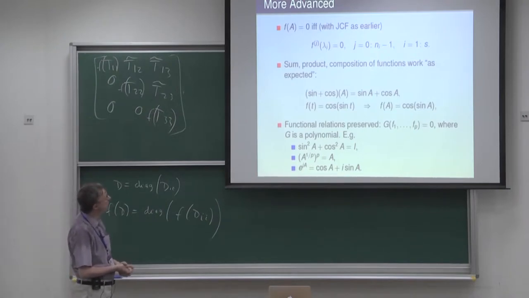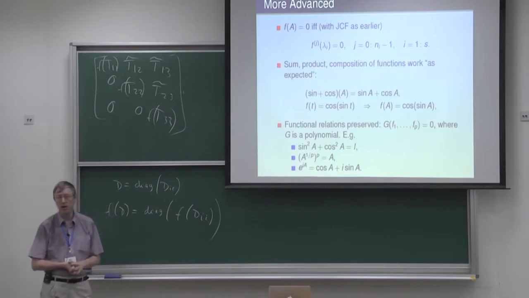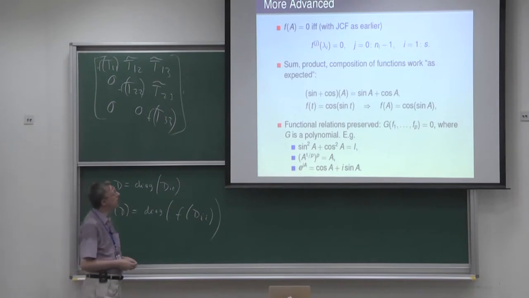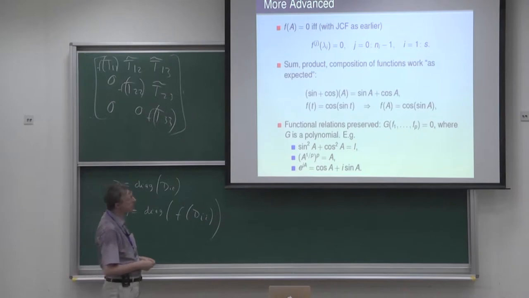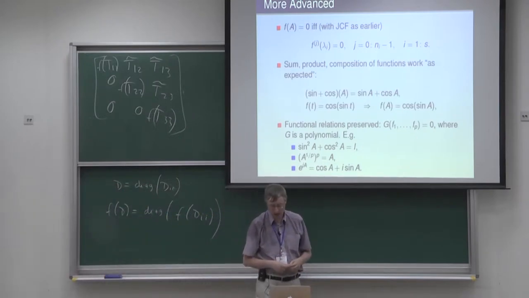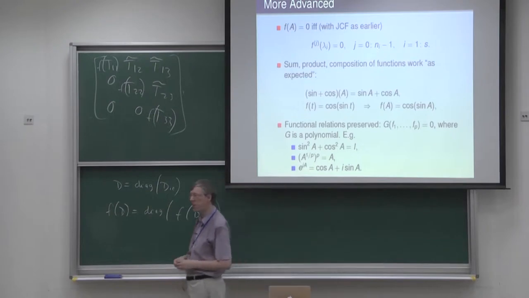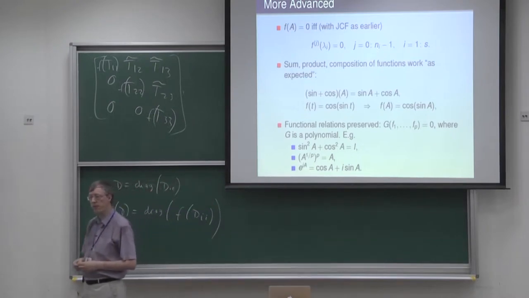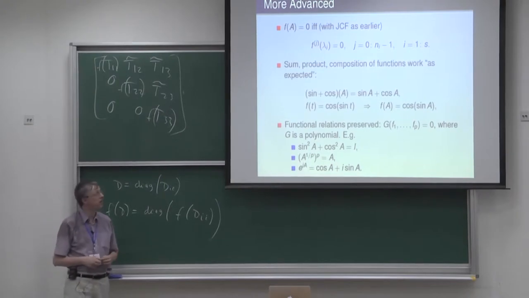So this could be useful if you're trying to check some sort of identity. You want to check if some expression is zero. That would be equivalent to showing that all those derivatives are zero. The theory of matrix functions wouldn't be of much use unless many of the properties that hold for scalars carried over to the matrix case.